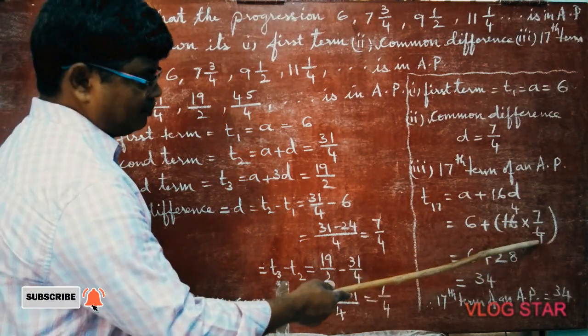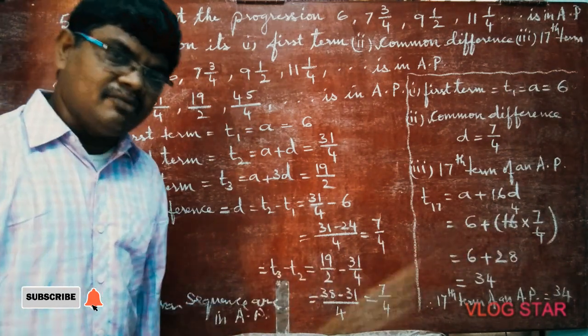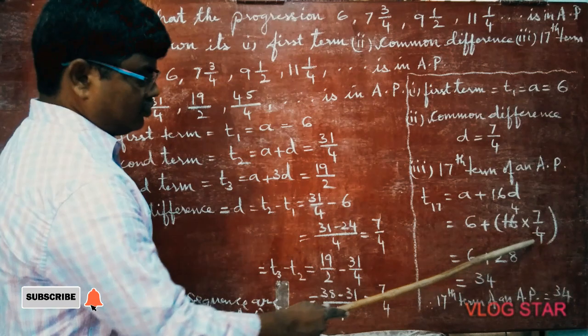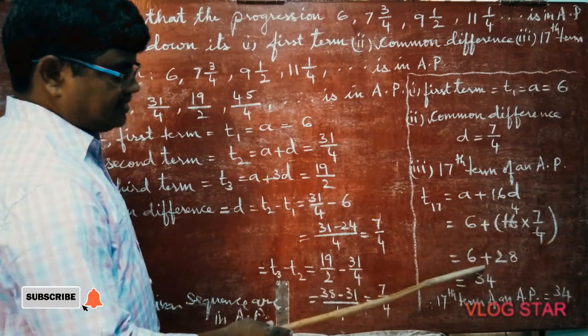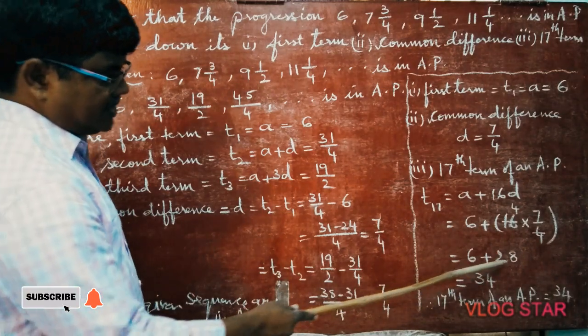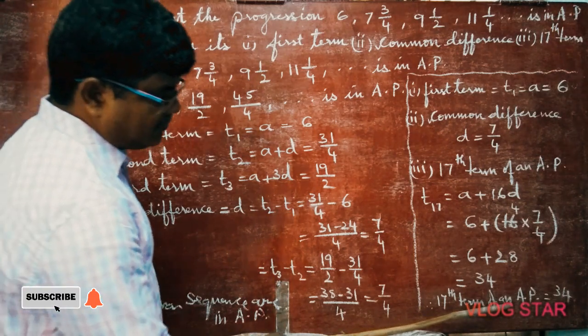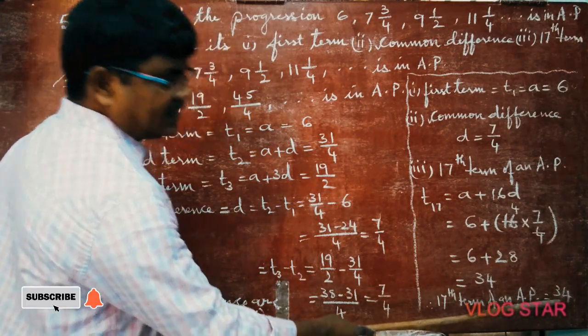First term, second term. 4 goes in 16 4 times. If there is any cancellation, simplification, simplify it. Now 4 goes in 16 4 times. 6 plus 4 7s are 28. 6 plus 28 is 34. Therefore, the 17th term of the AP is equal to 34.